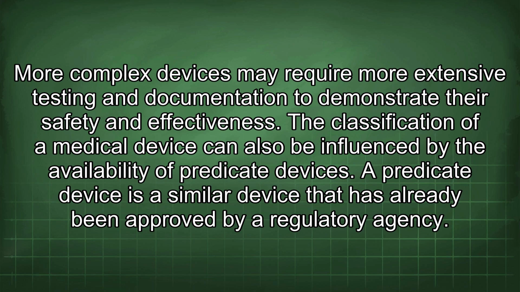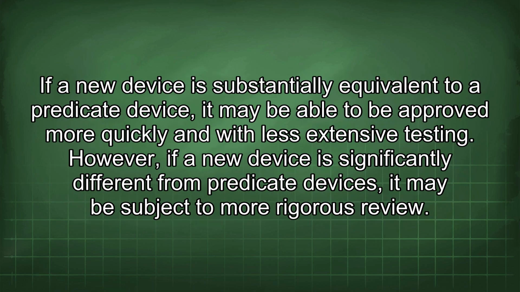The classification of a medical device can also be influenced by the availability of predicate devices. A predicate device is a similar device that has already been approved by a regulatory agency. If a new device is substantially equivalent to a predicate device, it may be able to be approved more quickly and with less extensive testing. However, if a new device is significantly different from predicate devices, it may be subject to more rigorous review.